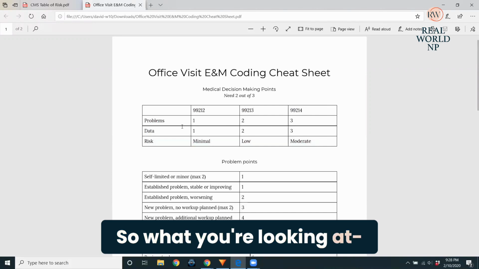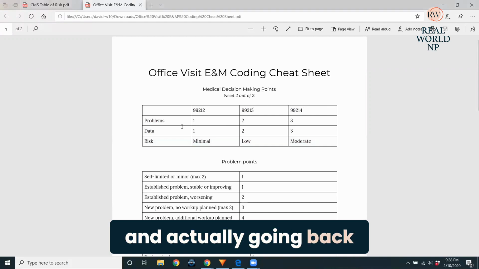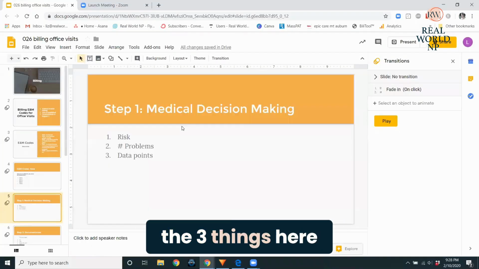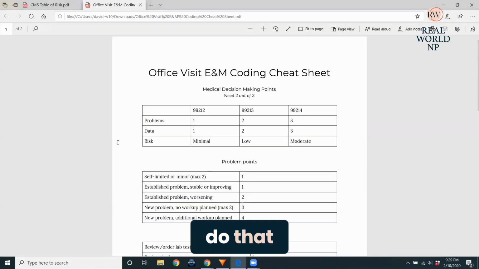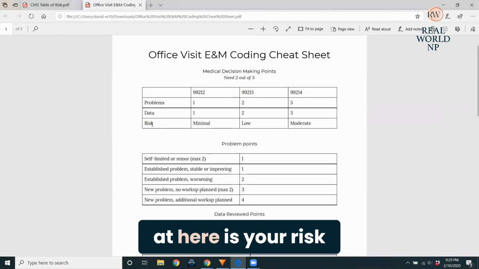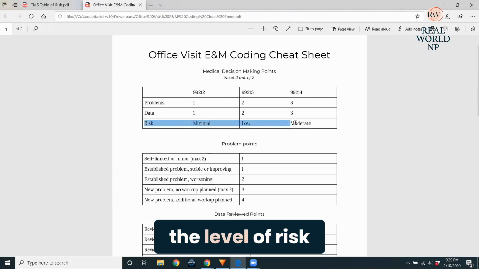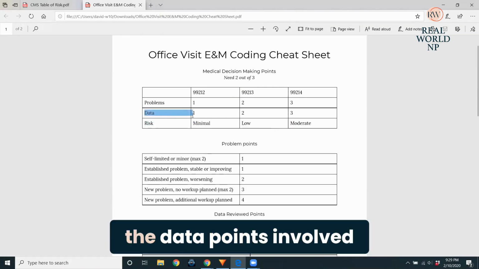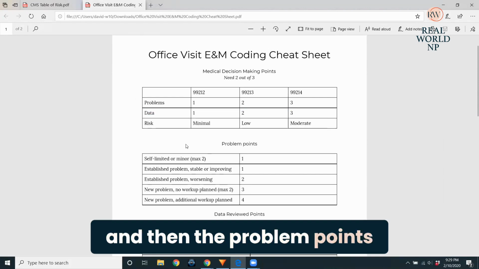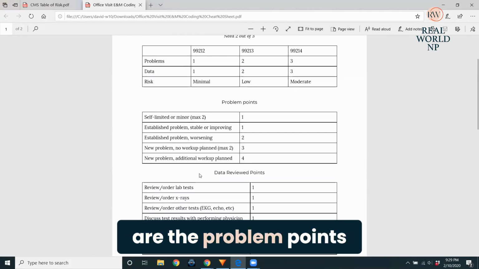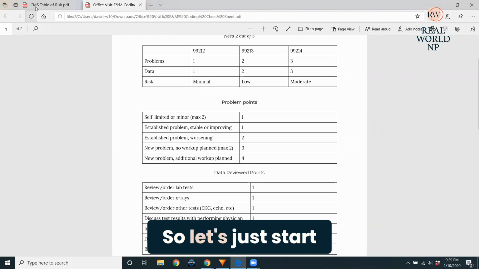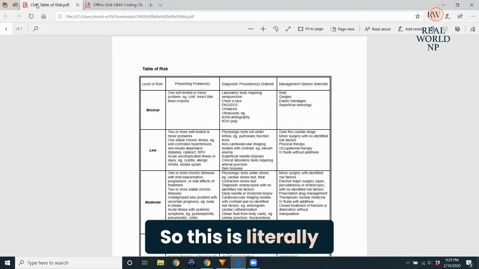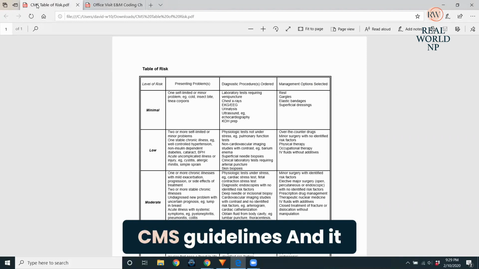So what you're looking at, and actually going back to the presentation, the 3 things here are risk, problem points, and then data points. I'm sorry, it's not letting me do that. So what we're looking at here is the level of risk of the problem, the data points involved, and then the problem points. Underneath here are the problem points and the data reviewed points. So let's just start with the table of risk. This is literally out of the guidelines. This is the table of risk from the CMS guidelines.